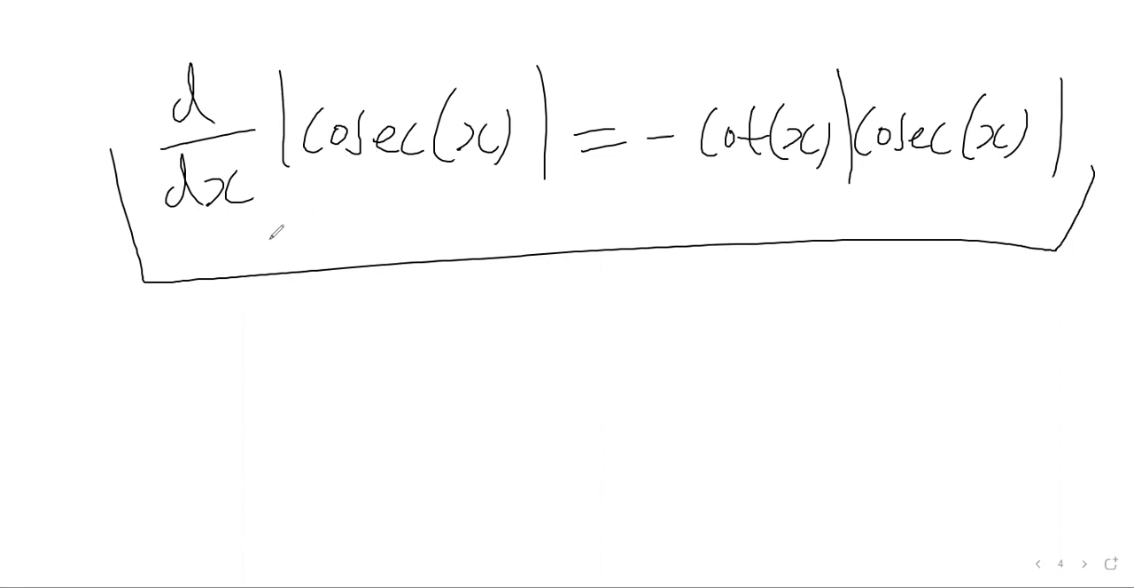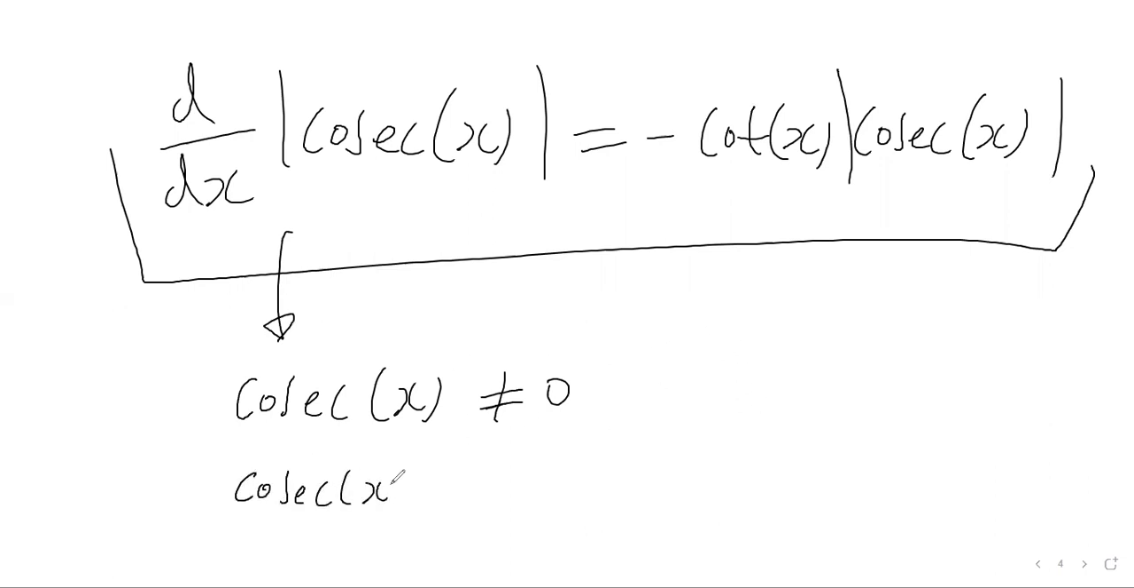So the key thing is, in order for this derivative to exist, we need cosec of x not to be equal to 0, because obviously when we differentiate the modulus of 0, that is not defined. So we need this not to be 0. And we also need cosec x to be defined, because otherwise, if this is not defined, then of course this modulus of cosec x won't be defined. So first of all, let's think about this first point.